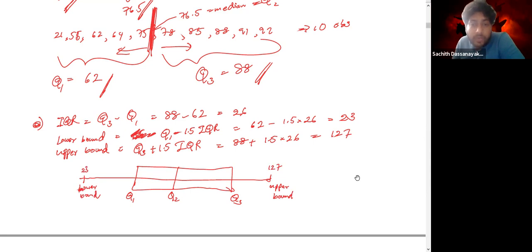Now you have to check whether we have any values away from these two values. We consider whatever is between 23 and 127. Yes, we have 21 right here, so 21 is somewhere here. You can represent that value using a star mark. This is an outlier. Okay, so this is the box plot. Again, if I ask you to draw this kind of box plot, I'll give you a few figures and you have to pick the correct one.